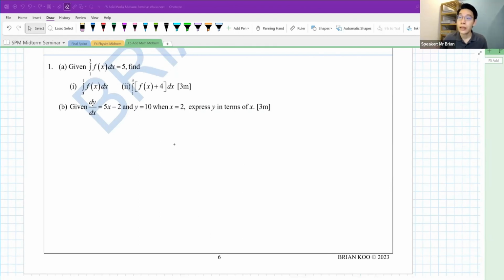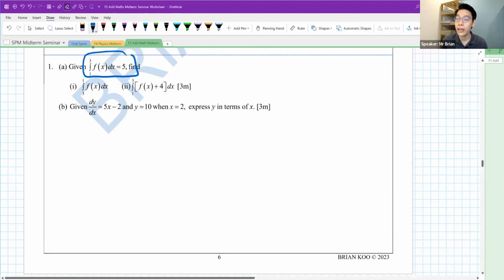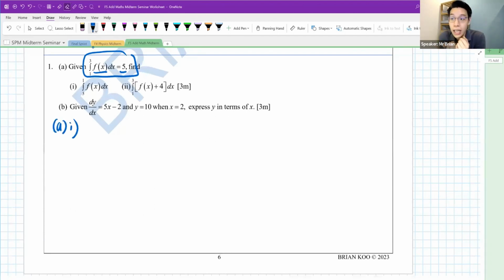Okay, so number one, they say the integral of f(x) from 1 until 3 gives a value of 5. The problem is we don't know what f(x) is. So you have to integrate this by using this piece of information. That is when, so I copy the question first.